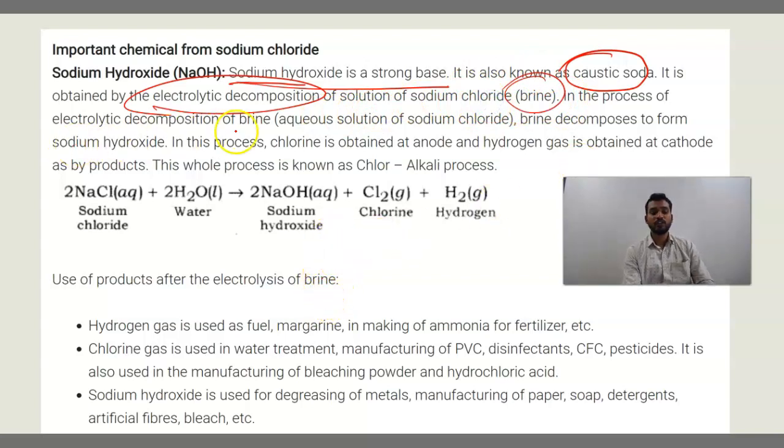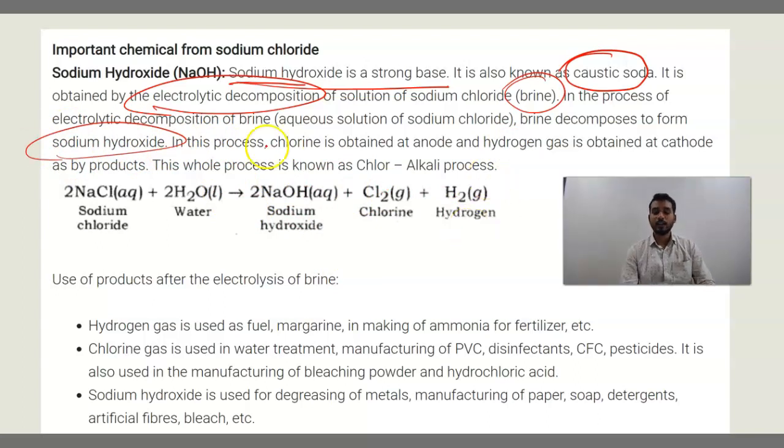In the process of electrolytic decomposition of brine, what happens? Brine decomposes to form sodium hydroxide. After we pass an electric current and conduct the decomposition reaction, what do we obtain? Sodium hydroxide. If you are going to write this chemical reaction, writing it in two words is enough.